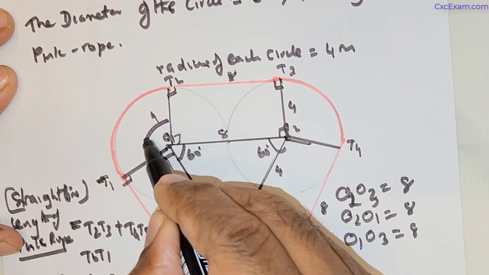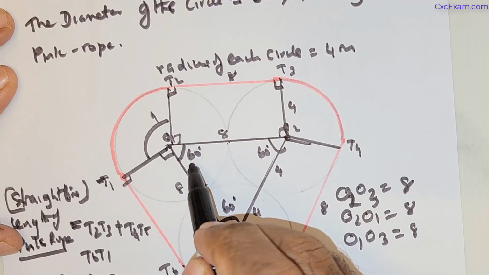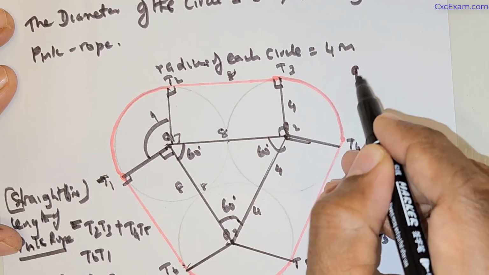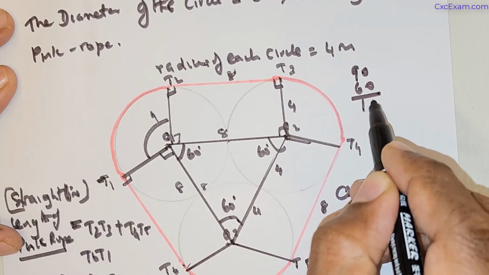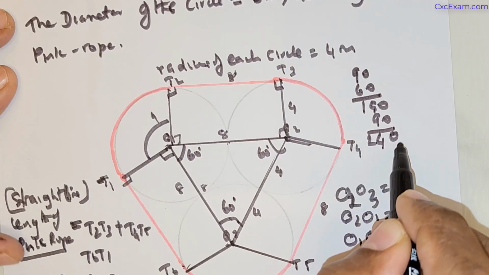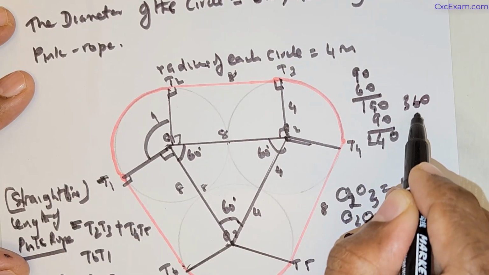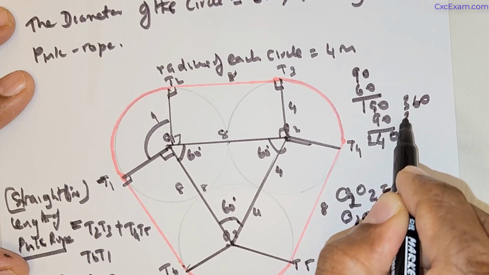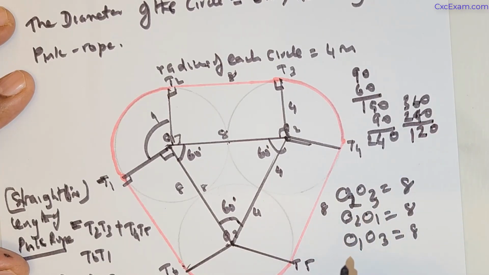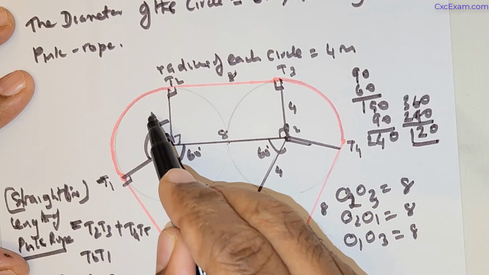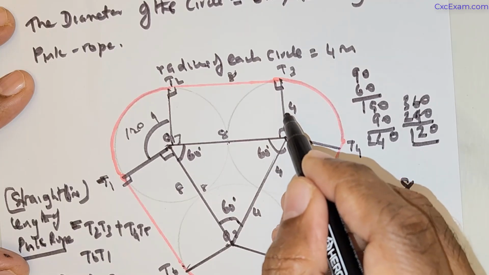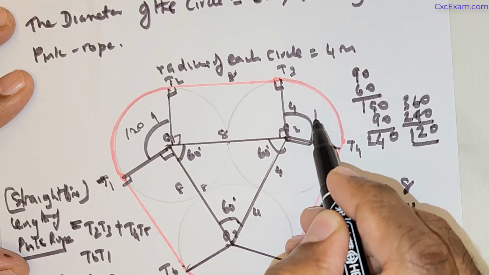So what is this angle going to be? This is 90 plus 60, that's 150, plus another 90, what is that? That's 240. So from 360, you take away 240, what do you get? 120 degrees you're getting. So this angle is 120, and what is this angle? By the same logic, this is going to be 120.